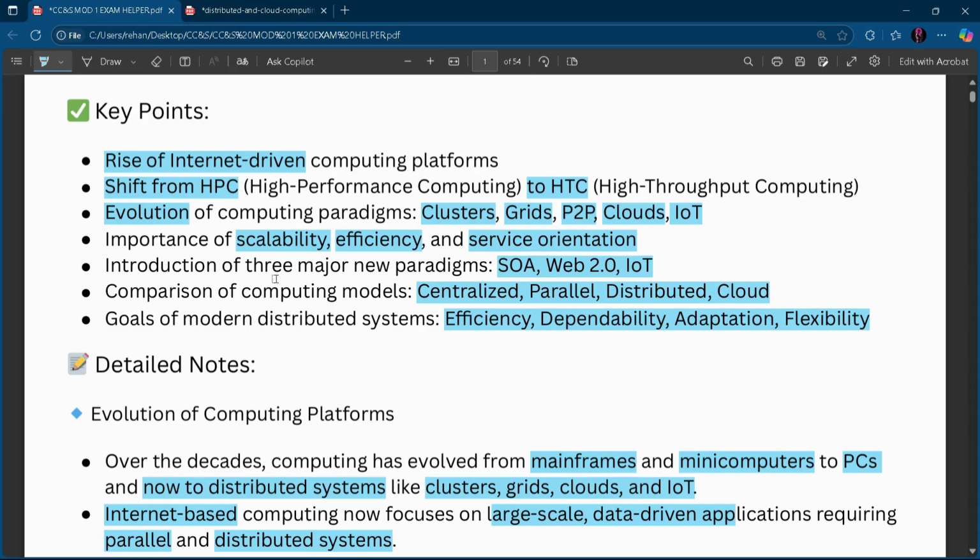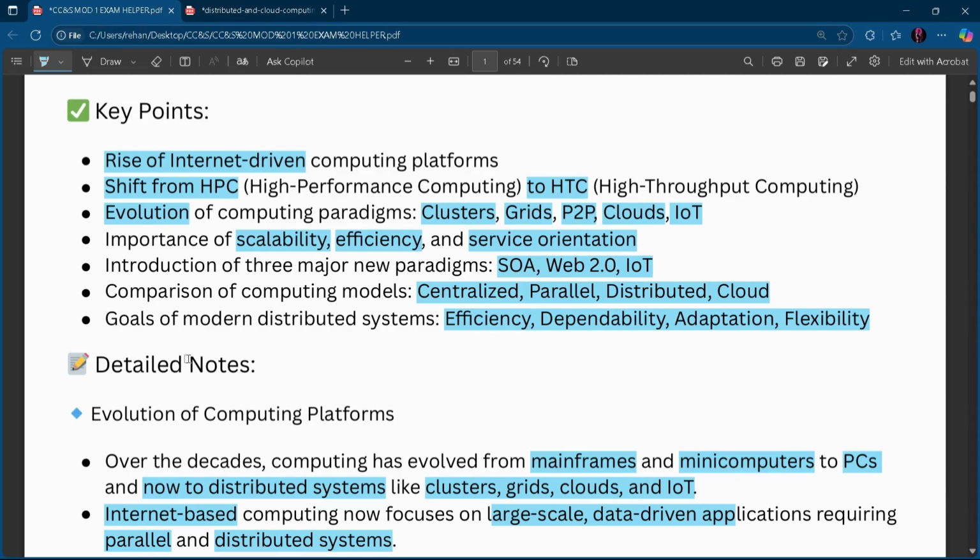Then we have three major new paradigms: SOA, service-oriented architecture, Web 2.0, and IoT. Web 2.0 is all about search engines and all that. IoT is about sensing and monitoring the data. This is all about communication. We'll see that just now.